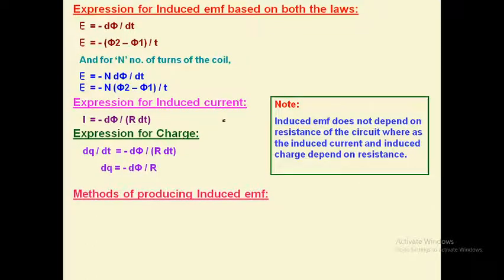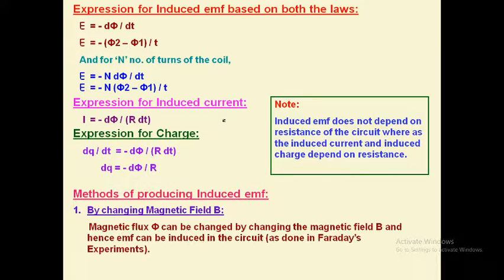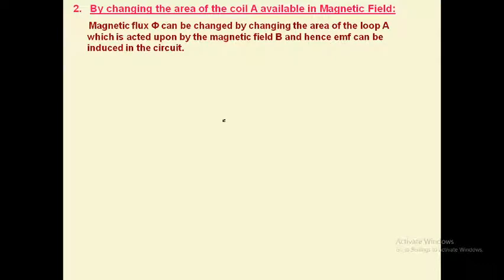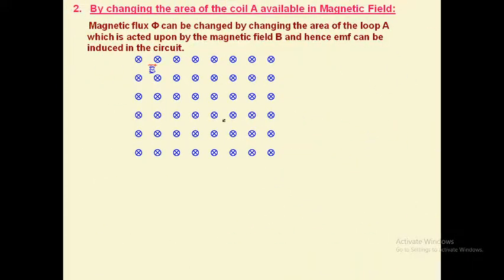Then we have some methods of producing induced EMF, though we already discussed some of the methods by changing magnetic field. So how can we change the magnetic field? One, by bringing a magnet close to or farther from a coil, as done in experiment number 1. Two, by changing the area of the coil available in the magnetic field. This can be done by inserting a coil in the region of magnetic field or pulling it outwards from the magnetic field. See the diagram?